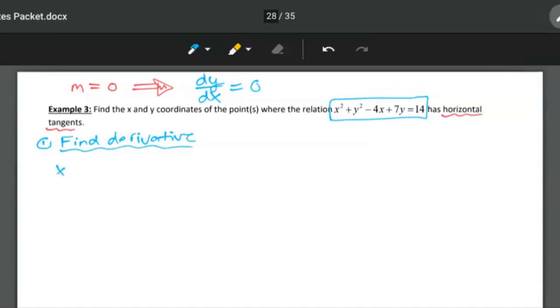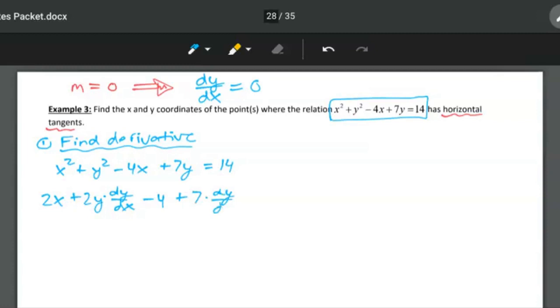So I'm just going to write out our original relation, x squared plus y squared minus 4x plus 7y equals 14. So if we take the derivative of that, we're going to get 2x plus 2y times dy/dx minus 4 plus 7 dy/dx equals 0.